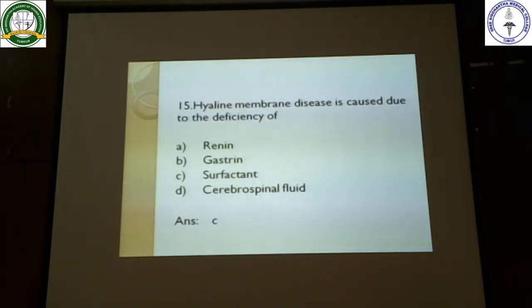Whenever surfactant is absent, the inspiratory effort of the baby should be very strong, and even if the lungs expand, they will collapse. So the respiratory movements become labored. That is called hyaline membrane disease. It is mainly because of the deficiency of surfactant, a substance which lowers the surface tension.